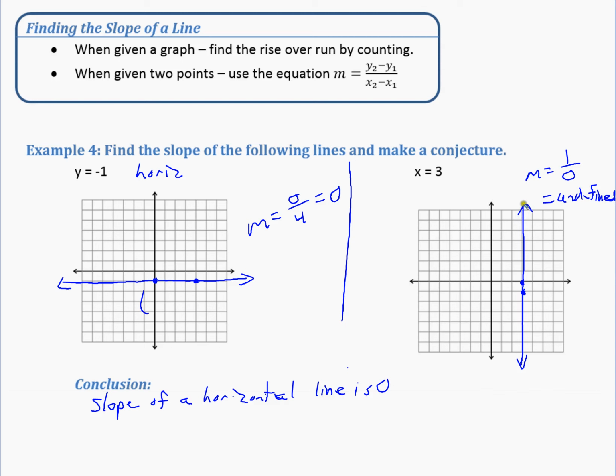And this makes sense because this is really ultimate steepness. You can't get any steeper than this, and you can't measure that steepness. It is called undefined. So the slope of a vertical line is undefined. And so we want to be able to link all those things together with horizontal lines and vertical lines. So horizontal lines are y equals a number and their slope is 0. Vertical lines are x equals a number and their slopes are undefined.